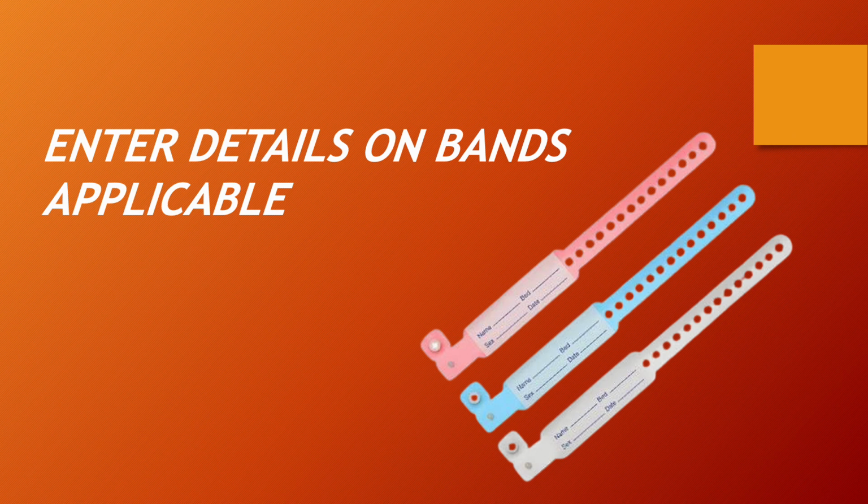Enter details on bands applicable as explained in the beginning. Remember, on the white identa belt we put the patient's name and surname, registration number of the patient, and the unit that the patient is supposed to go to. On the yellow identa belt, we only enter the patient's name and surname, including the chronic condition and also any allergies if available. Lastly, on the pink identa belt, we also enter the patient's name and surname, including the surgical procedure that the patient will be undergoing.